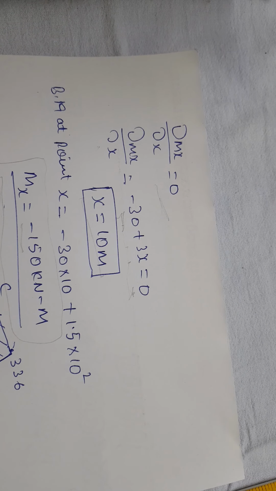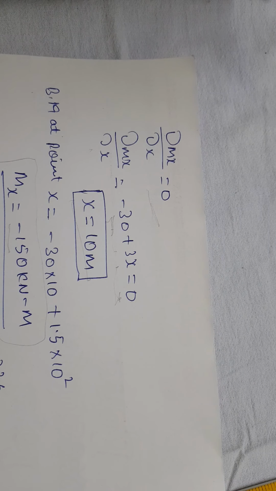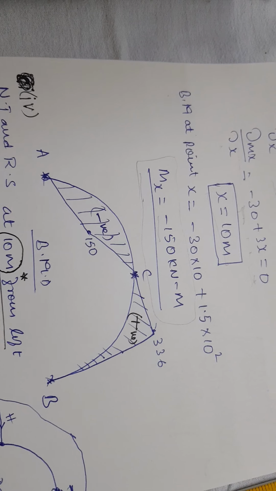Substitute that one in the above equation, you will get the bending moment as minus 150 kilonewton meter. The negative sign indicates it is a negative bending moment. So in order to draw the bending moment diagram, write the arch as it is. If you got a negative bending moment, it should be written downside the arch, and if it is a positive one, it should be written above the arch. That's what I have given here.